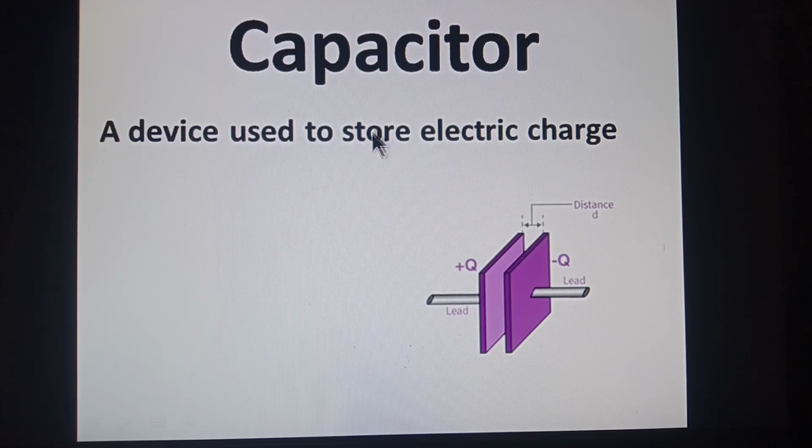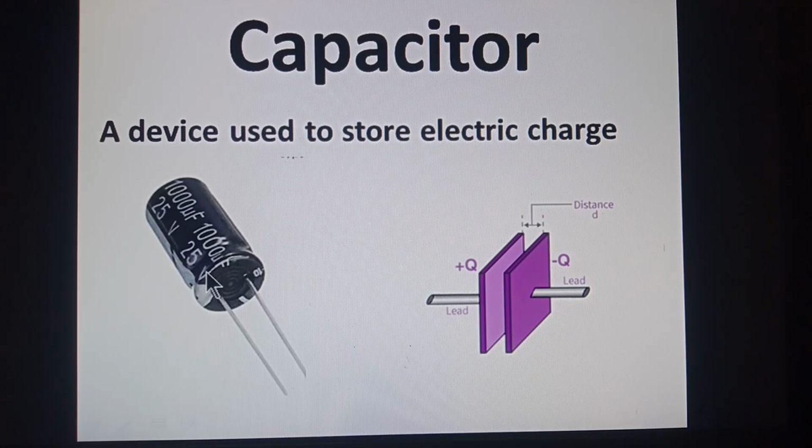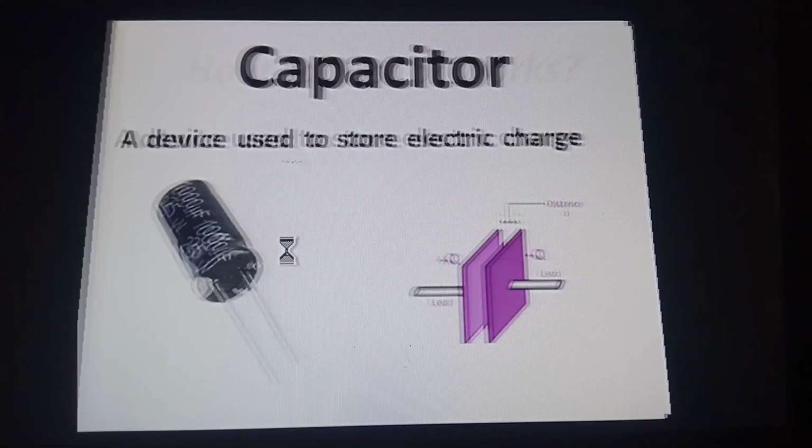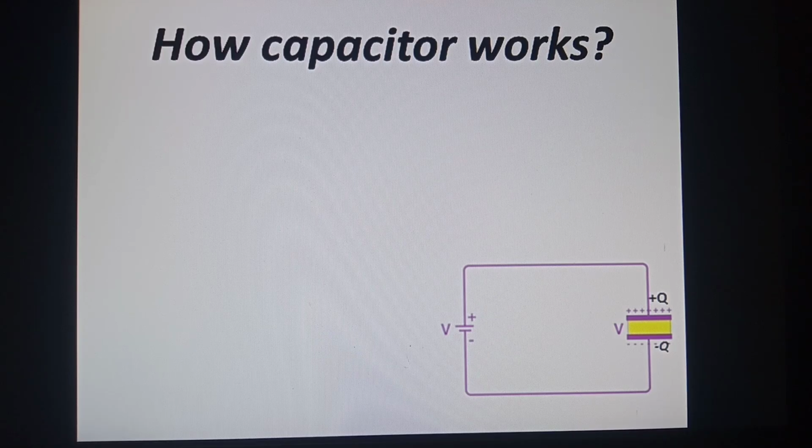In market, you may have seen a device like this. It is a practical form of a capacitor. There are so many other types of capacitor that we see in the market, but one is this device that is called capacitor. Now students, let us see how a capacitor works.